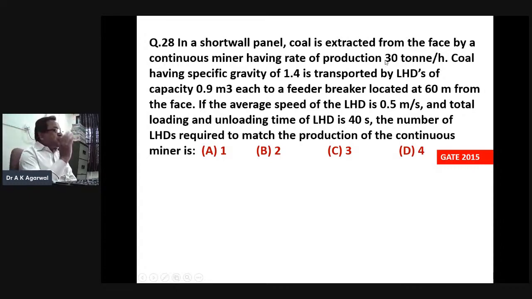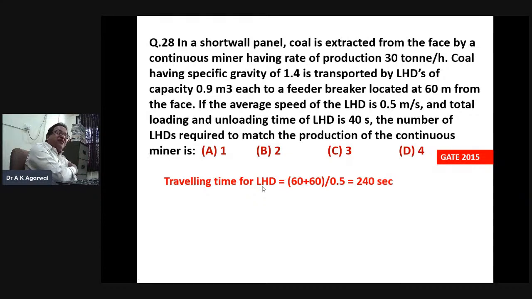So first let us calculate cycle time. In every cycle, what is the capacity of LHD? How much can it produce? In 1 hour, how many cycles are possible with one LHD? That will give us the number of LHDs required. It's a basic concept. It was asked in GATE 2015. So, okay, I think you got the question. You can go through the question once again and then we can start.